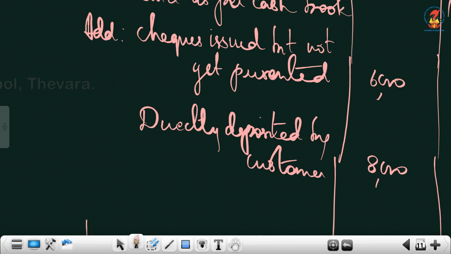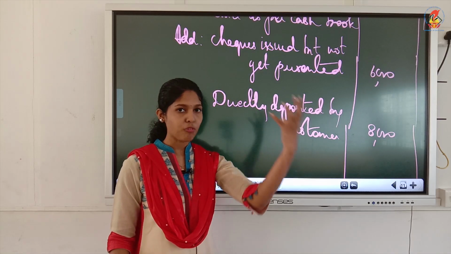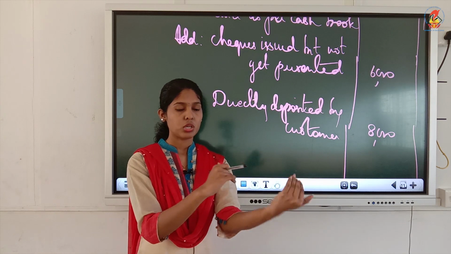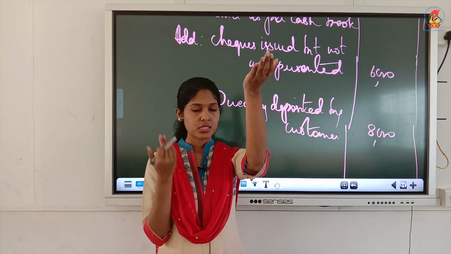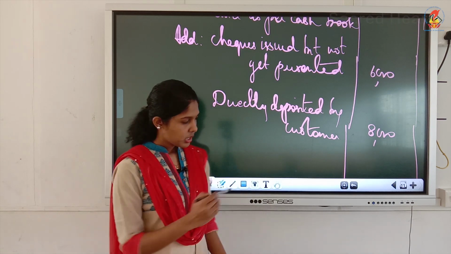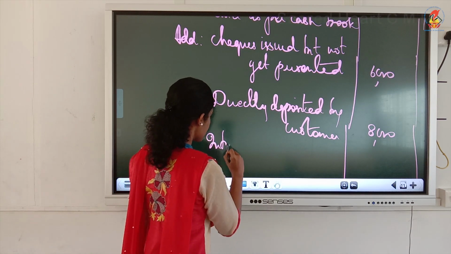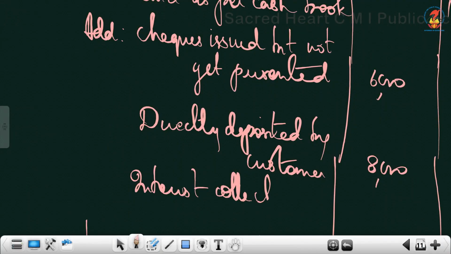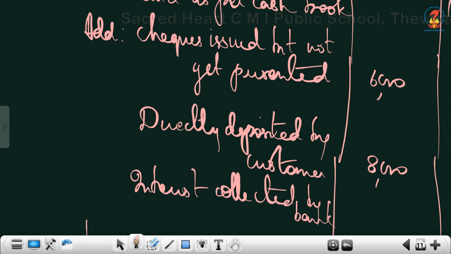Interest on investment collected by the bank. So, bank is collecting for us. Collecting means bank is getting the amount. So, passbook will increase. So, cash book also we have to increase. Add. Interest collected by bank. Amount is 2,000, right? Yeah. Just see whether the figures are correct.